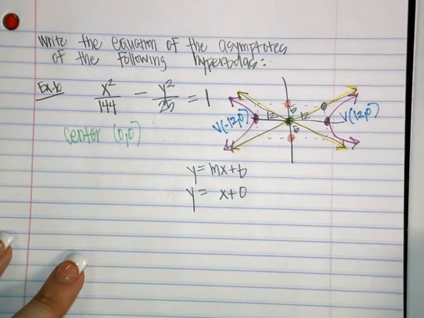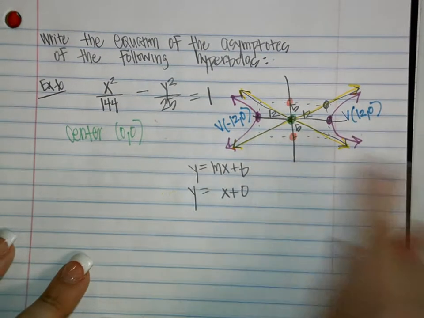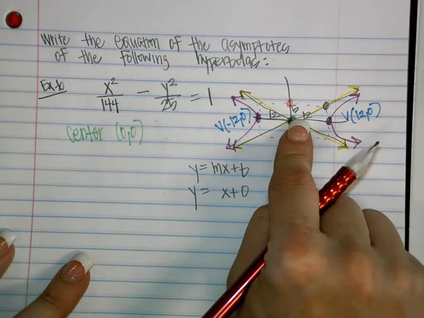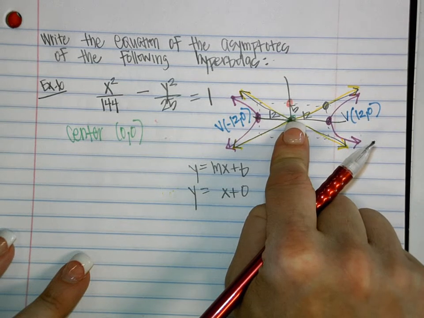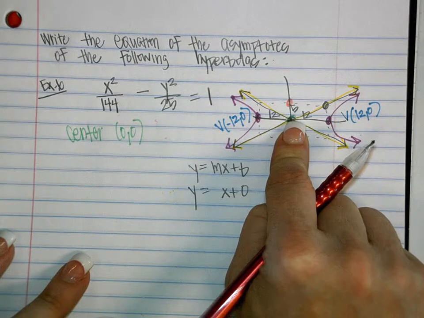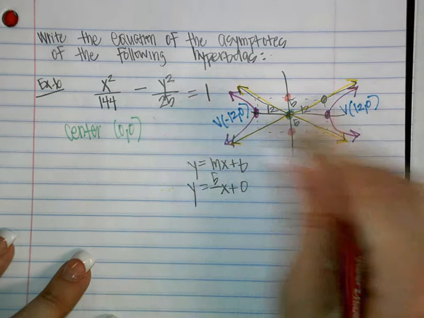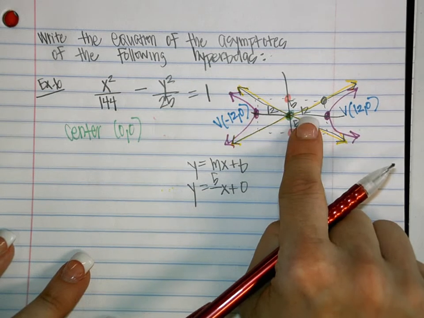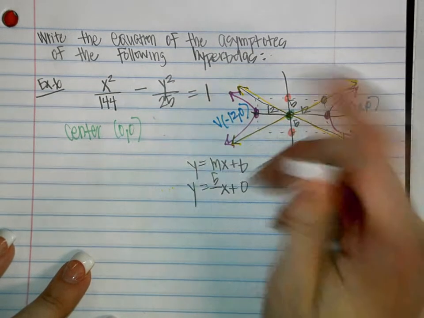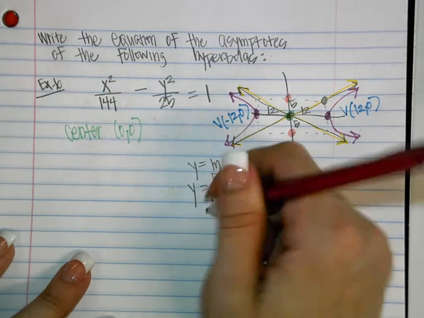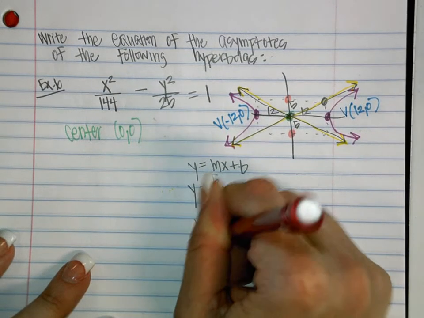It goes through that point. So really to get from here to there, how much do you go up? How far do you go up? 5, which is why I labeled this. How far do you move over? 12. That's your answer. Y equals 5 over 12x.